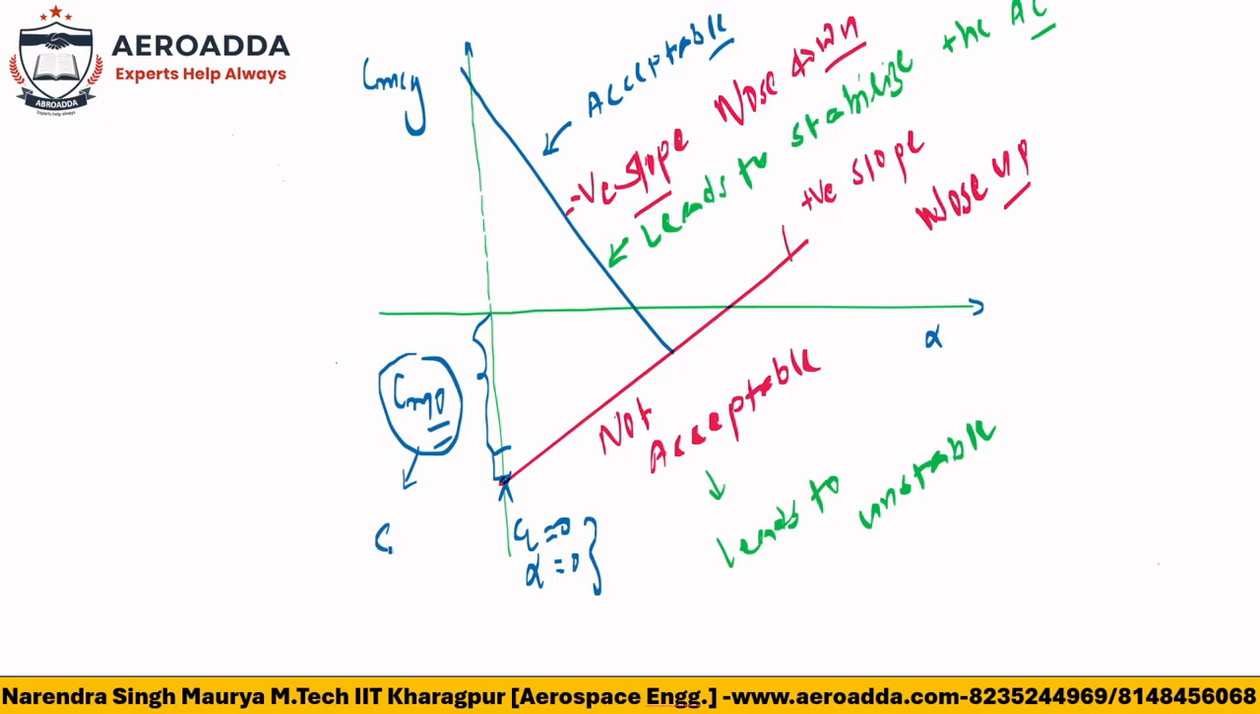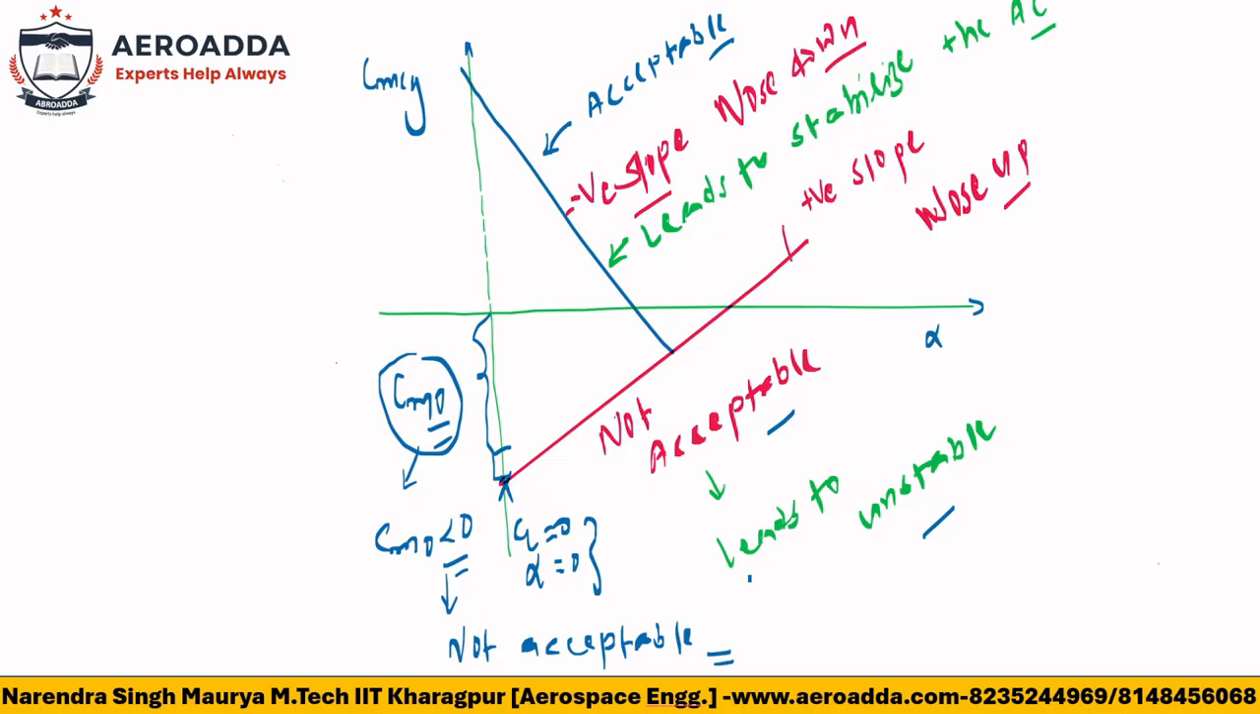This CM naught, first of all, what is this CM naught? Negative. It is below the origin. So if it is not acceptable, why is it not acceptable? You can see on the right side, not acceptable because it leads to instability. And CM naught negative you will get is not acceptable. You will get negative when there is the negative slope.